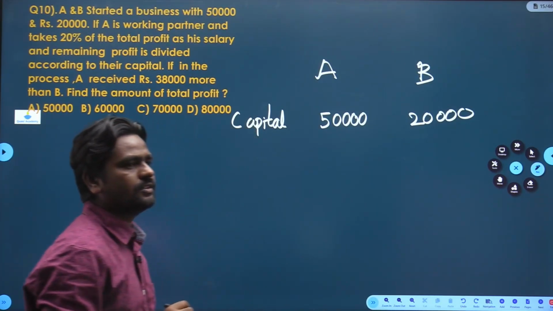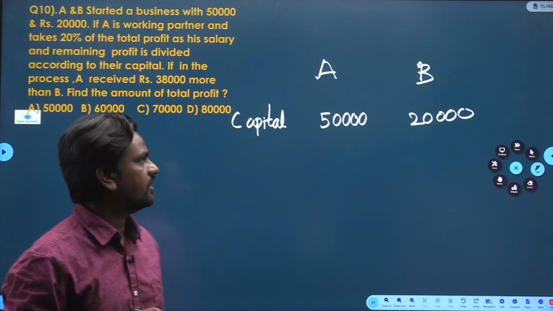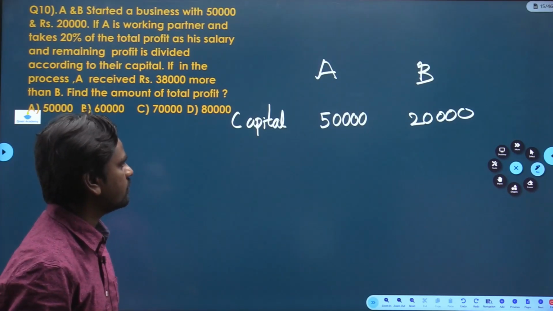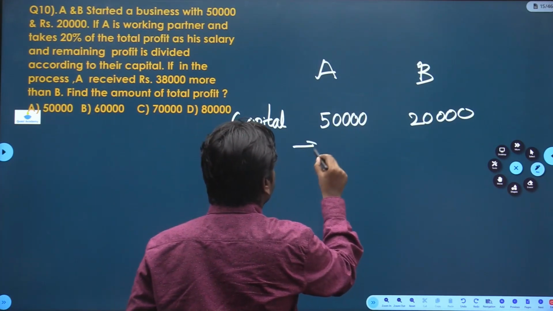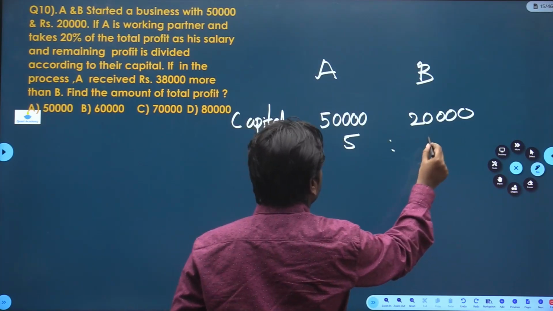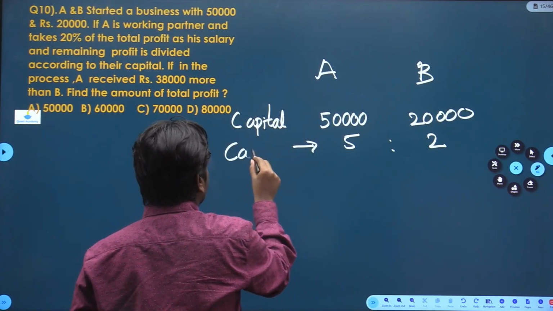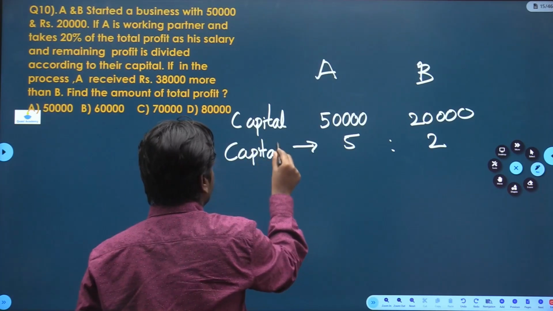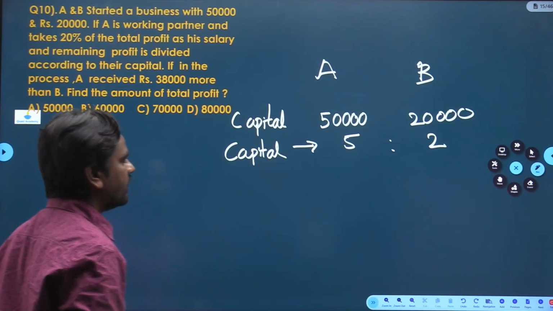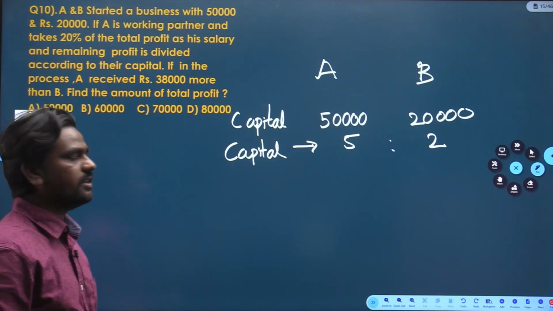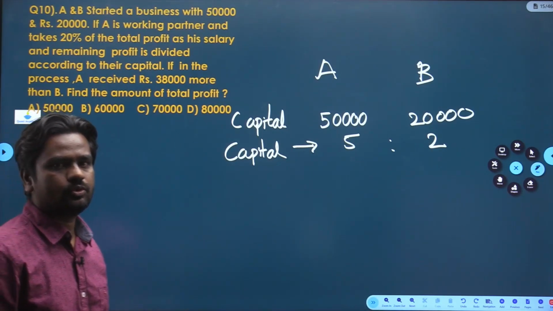Let us simplify this. Capital invested by A is 50,000, and capital invested by B is 20,000, so the ratio of the capital invested by A to the capital invested by B is 5:2.